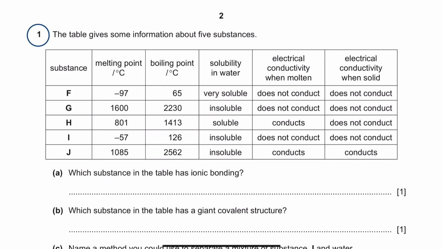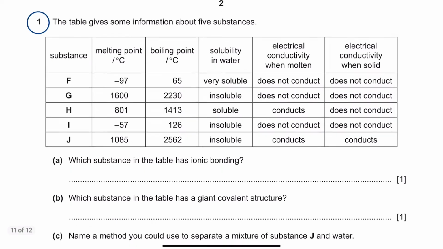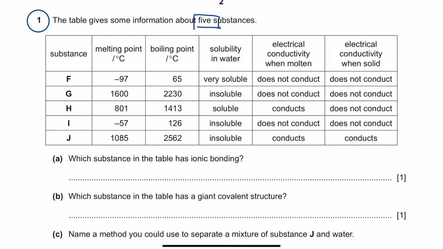This is a question from October-November 2016, question 1. The table gives some information about 5 substances. This table shows the melting and boiling point of each substance. They also show you the solubility in water and the electrical conductivity when it is in molten and solid state. Now, molten means it is heated up and melted, and there will be no hydrogen ion or hydroxide ion present.